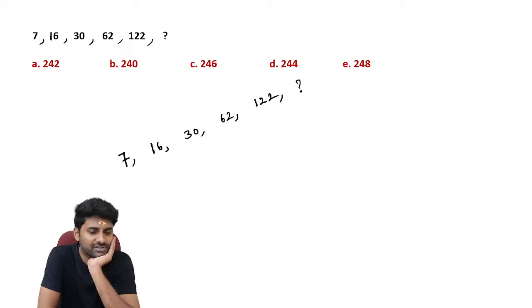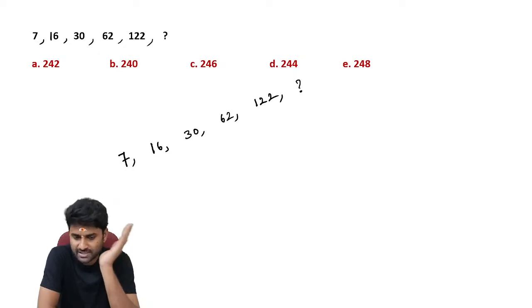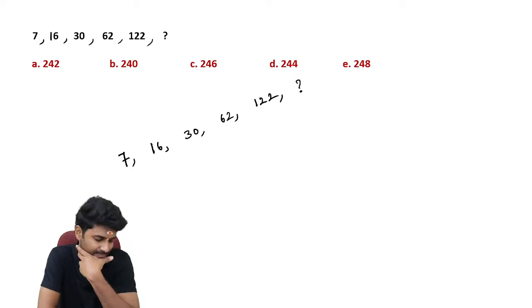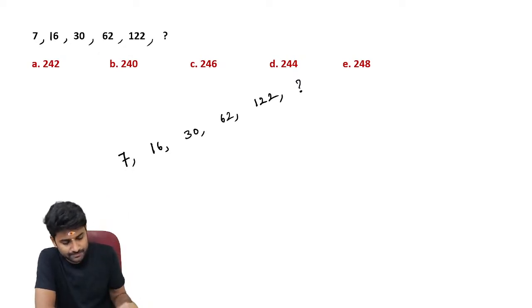Guys, in my previous session, I told you clearly: if numbers increase, go through multiplication. If it is not in terms of multiplication, then go through the differences, either in the same sequence or in an alternating way. So what about this number?